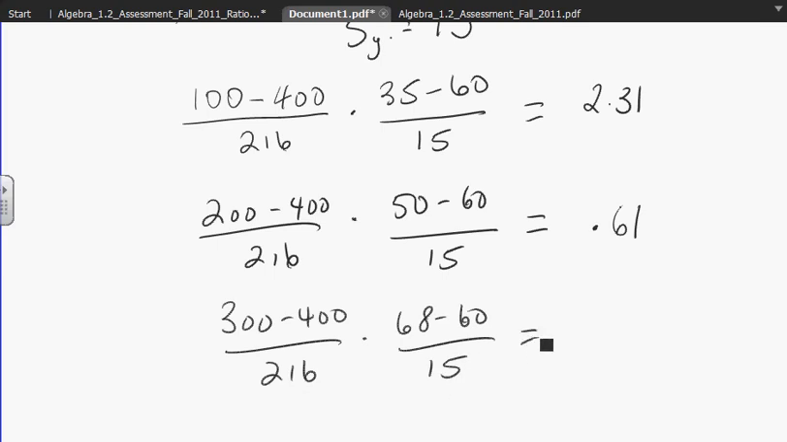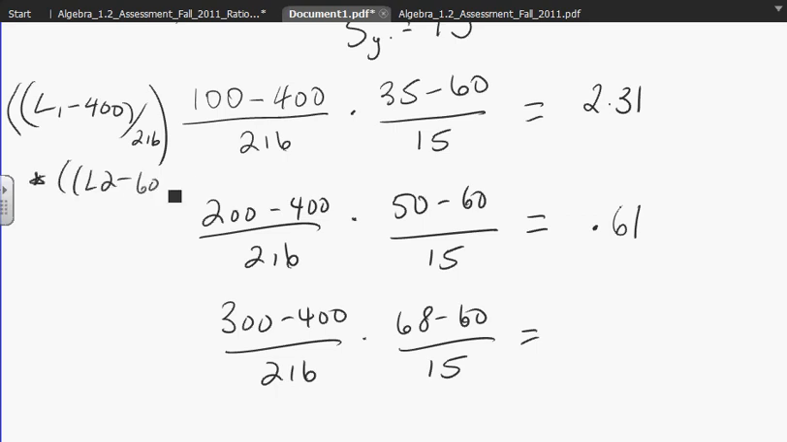Oh, you can do work with your lists to get this done, right? In list 3 I'd put this calculation. At the top of list 3, put parentheses, value from list 1, which is second one, minus 400. I'll need another set of parentheses. Close parentheses, divided by 216. Close my parentheses again. Times value from list 2 minus 60. Close parentheses, divided by 15. Close your parentheses again. I think you'd have the right calculation in here.